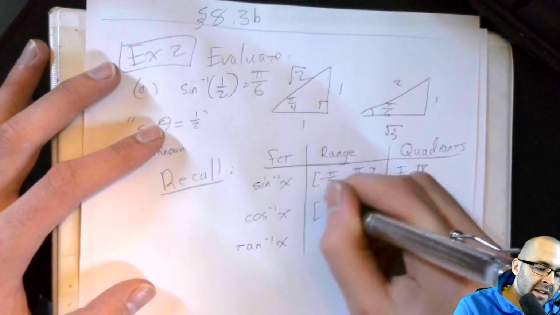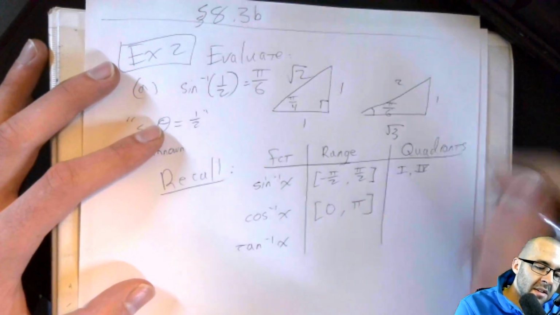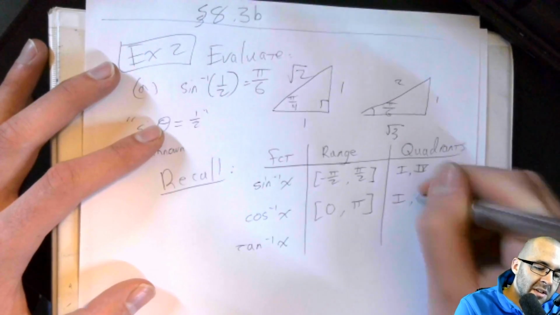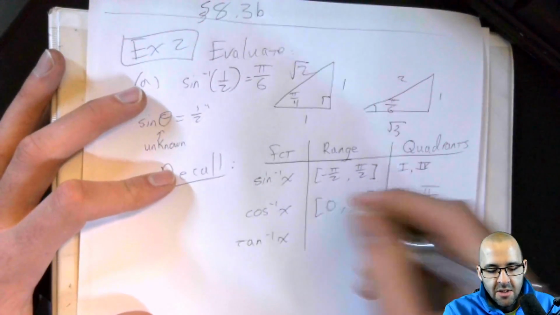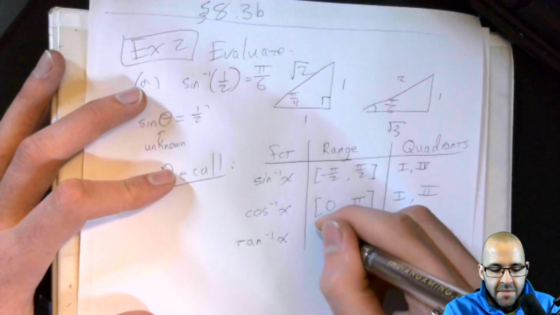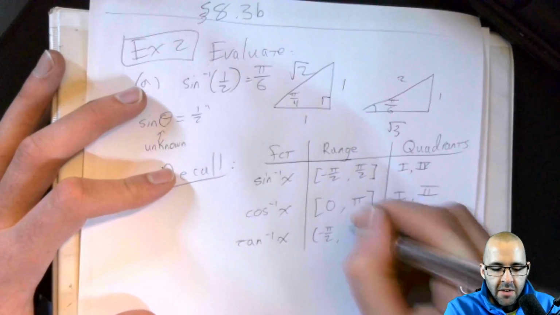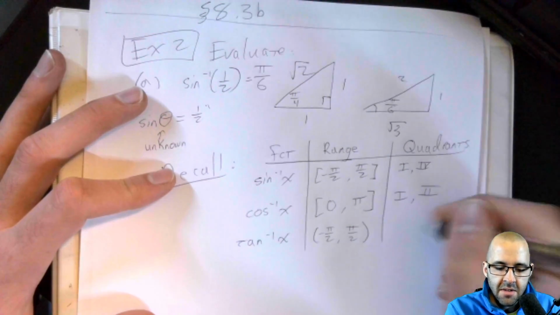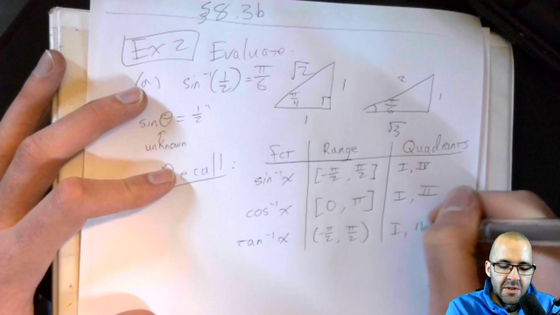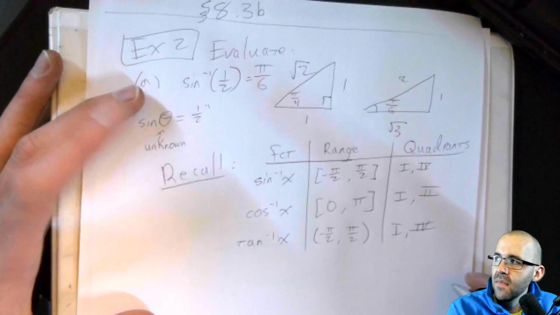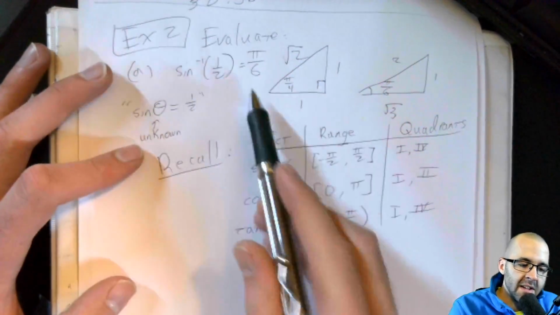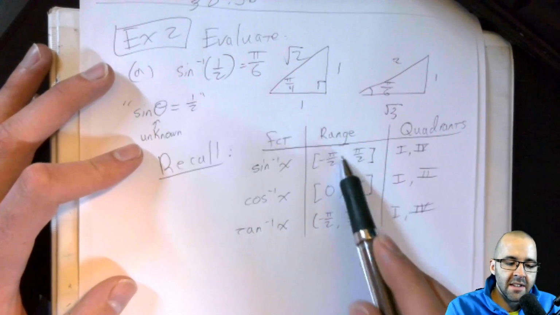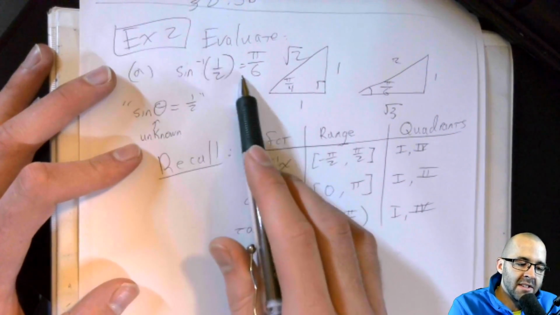Inverse cosine, on the other hand, was 0 to pi. So you can think about that as quadrants 1 and 2. And inverse tangent was very similar to inverse sine, but it's not defined at pi over 2, so that's going to be exclusive. Or again, you can think about this as quadrants 1 and 4. All right, so we're going to be using this a little bit. So since pi over 6 is in that range, that's how we know it is the answer.